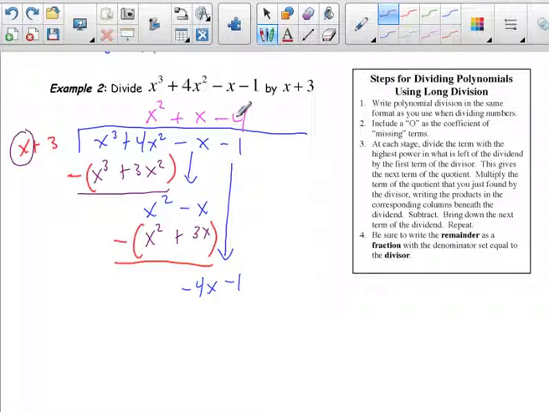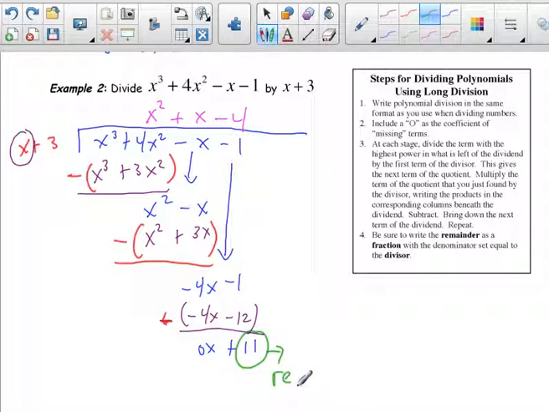And then I'm going to multiply. So negative 4 times x is negative 4x. And then negative 4 times 3 is minus 12, or negative 12. And then, once again, I'm going to subtract. So negative 4x minus negative 4x is going to be 0x. Negative 1 minus negative 12 is like negative 1 plus 12, which will be plus 11. There's nothing left to bring down. So 11 is our remainder.